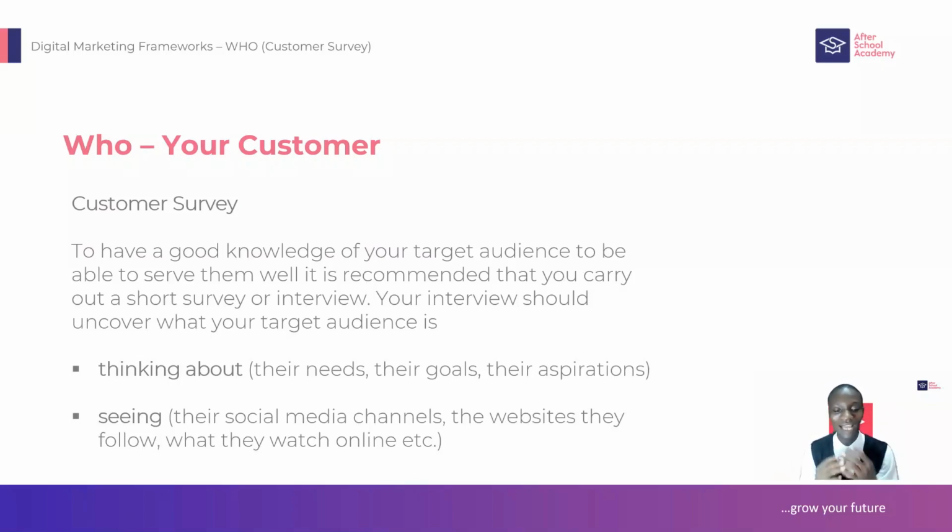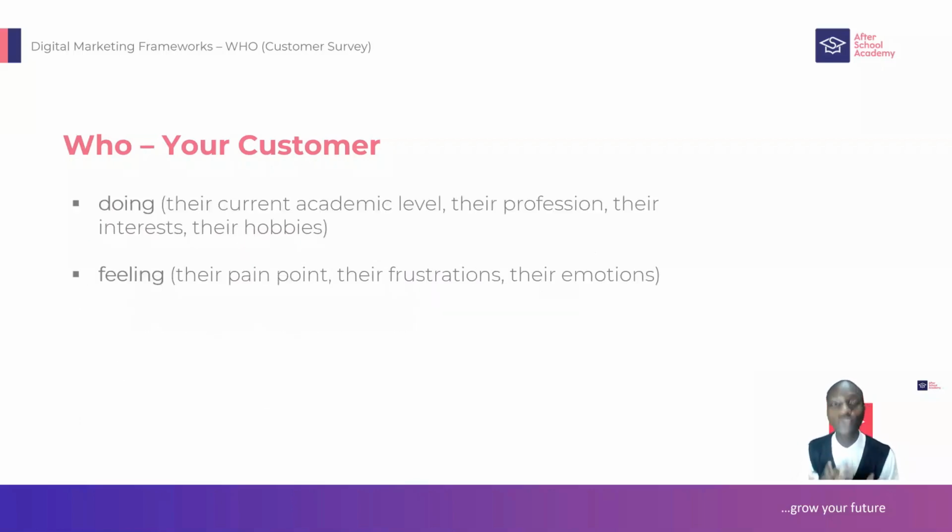Then, what is your audience doing? So their current academic level, their profession, their interests, their hobbies, what do they get themselves engaged in? What do they spend their time doing? Whenever they are online, where are they visiting? What are they doing? So knowing what they are doing will help you to be able to meet them where they are.